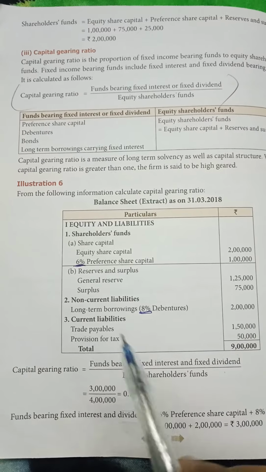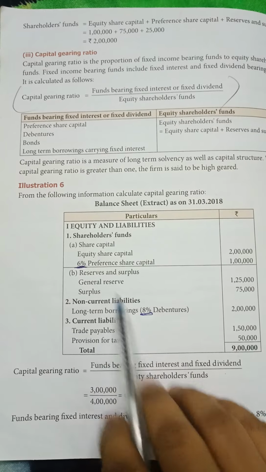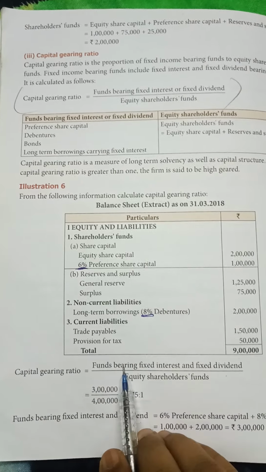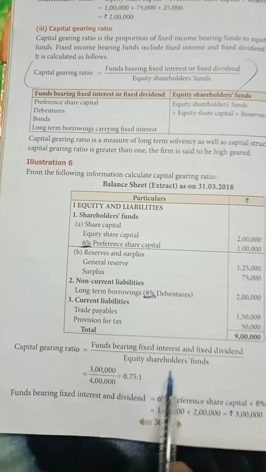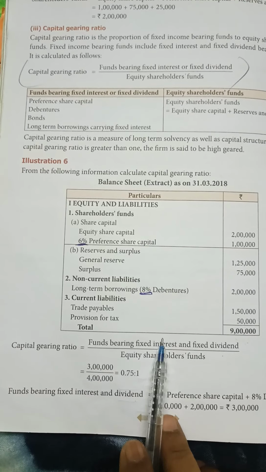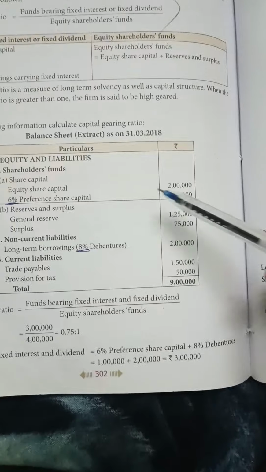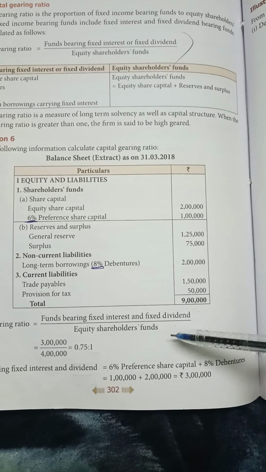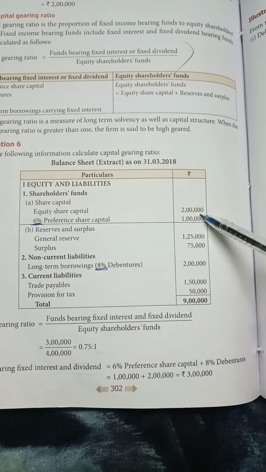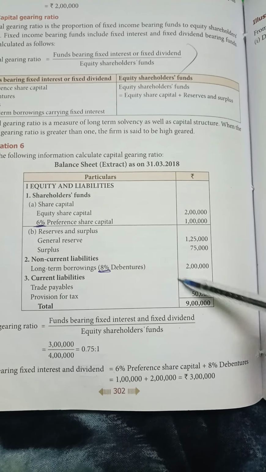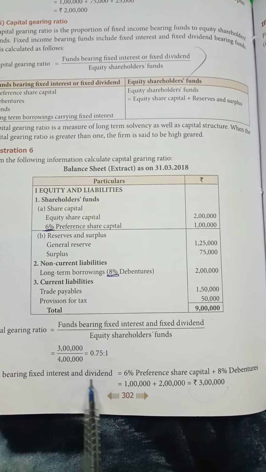So whenever you see any fixed percentage like 6% or this 8%, you have to consider it as funds bearing fixed interest and fixed dividend, divided by equity shareholders funds. First write this formula. Then funds bearing fixed interest and dividend is equal to 6% preference share capital plus 8% debentures. So you have rupees 1 lakh plus 2 lakhs, totally rupees 3 lakhs as your fixed interest and dividend.